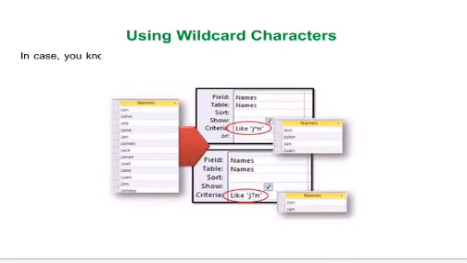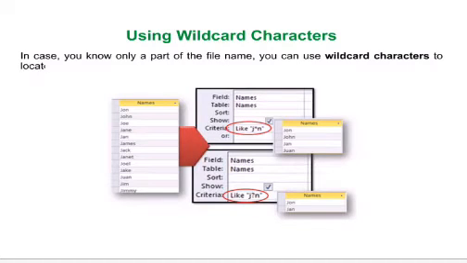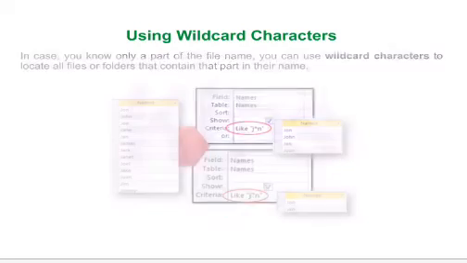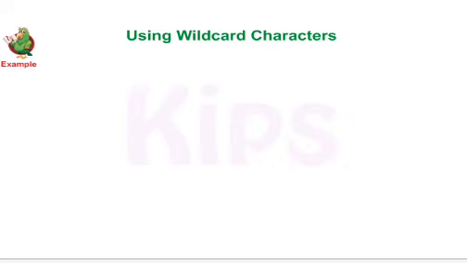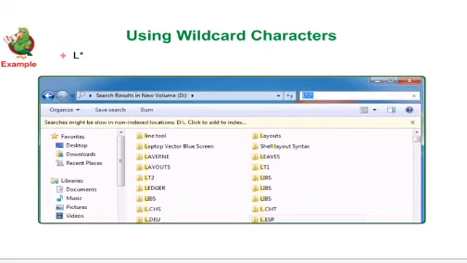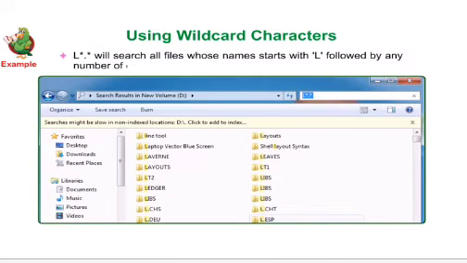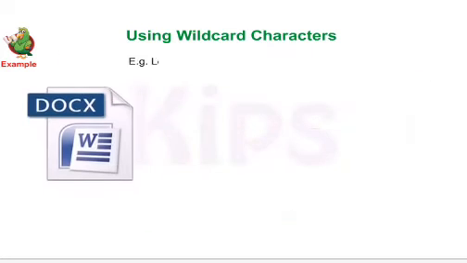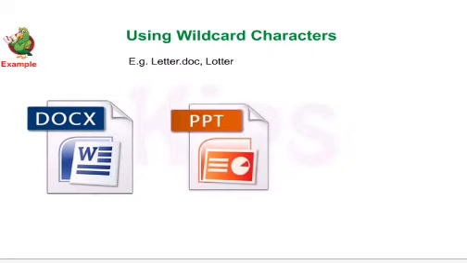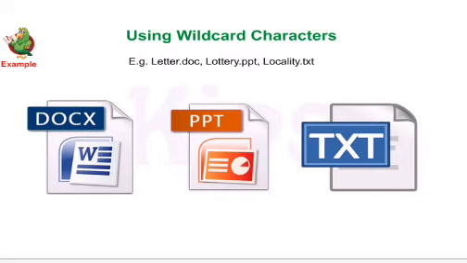Using wildcard characters. In case you know only a part of the file name, you can use wildcard characters to locate all the files or folders that contain that part in their name. Let us understand this through an example. L* will search all the files whose names start with L followed by any number of characters and has any extension. Example, letter.doc, lottery.ppt, locality.txt, etc.